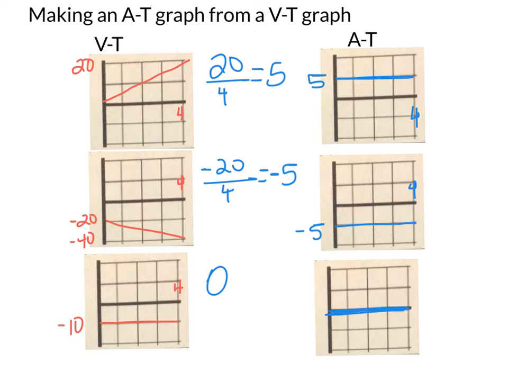Alright. So it's pretty simple to make these graphs. You calculate your slope using rise over run, and then you'll place a horizontal line at that value for that time segment on your acceleration graph. Alright, so those are pretty easy to get. Make sure you know how to do them before you take your unit test.